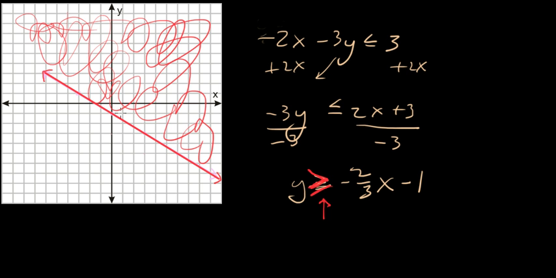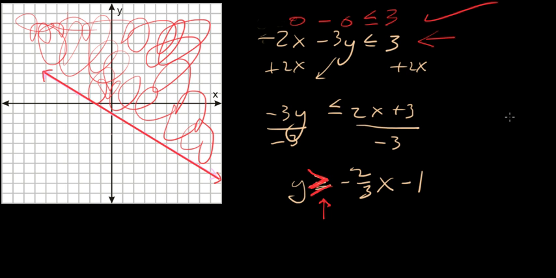And I'm going to test it. Again, I'm going to test it with 0 and 0. Only I'm going to test it with the original because maybe I made a mistake somewhere in my algebra. So I've got negative 2 times 0 is 0. Minus 3 times 0 is 0. Is that less than 3? And of course it is. So that works out really, really well.